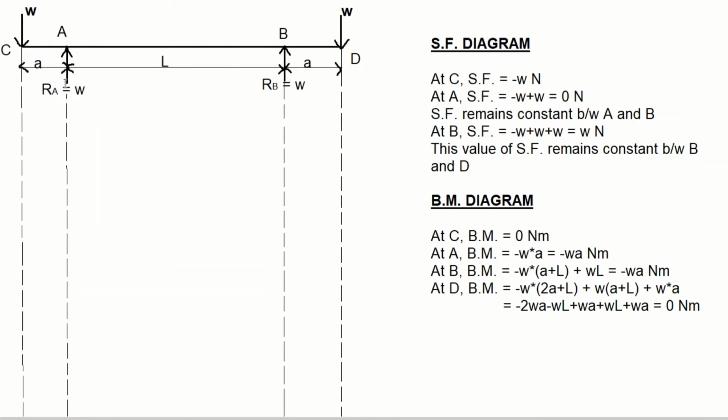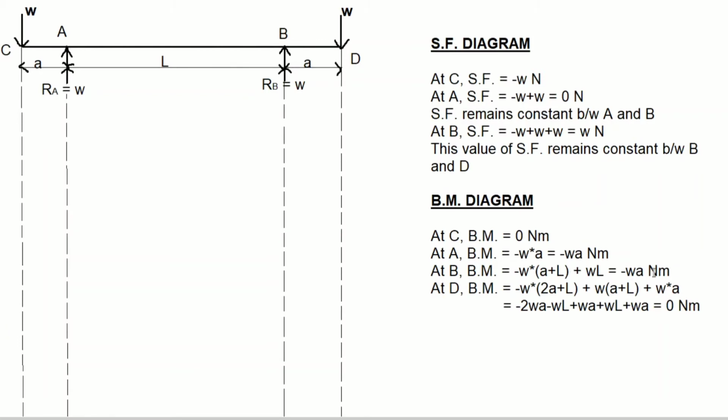Why plus? Because the moment at this point B due to the reaction force RA will be in the clockwise direction. So any moment in the clockwise direction will be considered as positive since we are analyzing this beam from left to right. So at B, bending moment will be equal to minus WA minus WL plus WL. So minus WL and plus WL will get cancelled. So what is left is minus WA Newton meters.